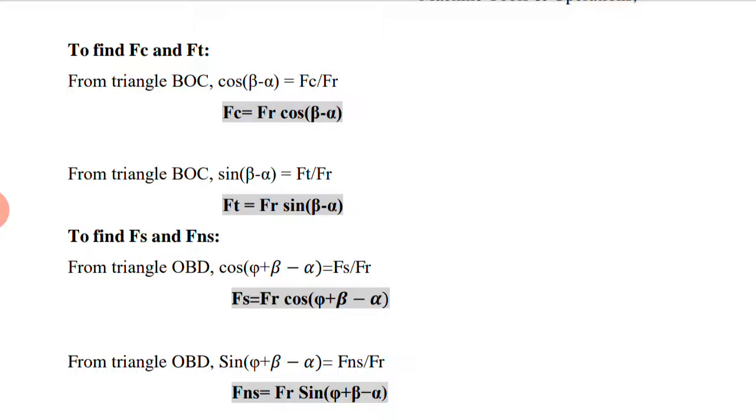To find Fs and Fns, the shear force and the force normal to the shear force. From triangle OBD, cos of (pi plus beta minus alpha) is equal to Fs by Fr, so Fs is equal to Fr into cos(pi plus beta minus alpha). From triangle OBD, sin of (pi plus beta minus alpha) is equal to Fns by Fr, so Fns is equal to Fr into sin(pi plus beta minus alpha).